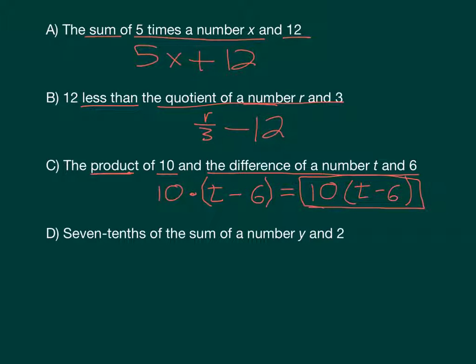And we're going to have a similar situation in example D here. We have 7/10 of the sum of a number y and 2. So 7/10 of, remember we said that's usually when we're going to take a fraction and multiply it by something to find the fraction of that number. So 7/10 times the sum of y and 2, similar situation here. We're multiplying 7/10 by the sum of y and 2, so we have to make sure it's in parentheses.